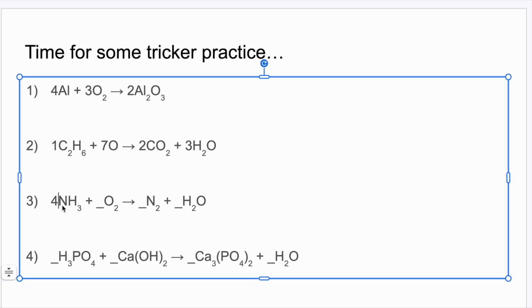So if I put a 4 there, 3 times 4, 12 atoms of hydrogen here. Looking over here, subscript of 2, to get from 2 to 12, 6. Put 6 there. And then looking at nitrogen, 4 atoms here.